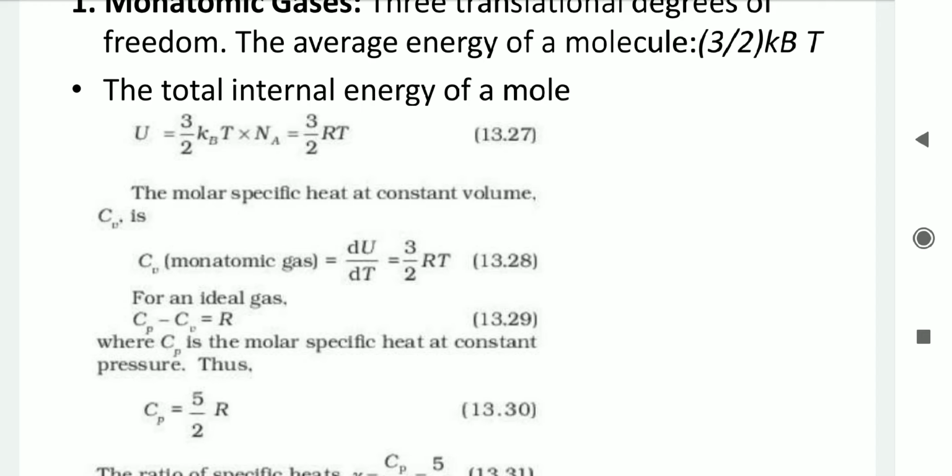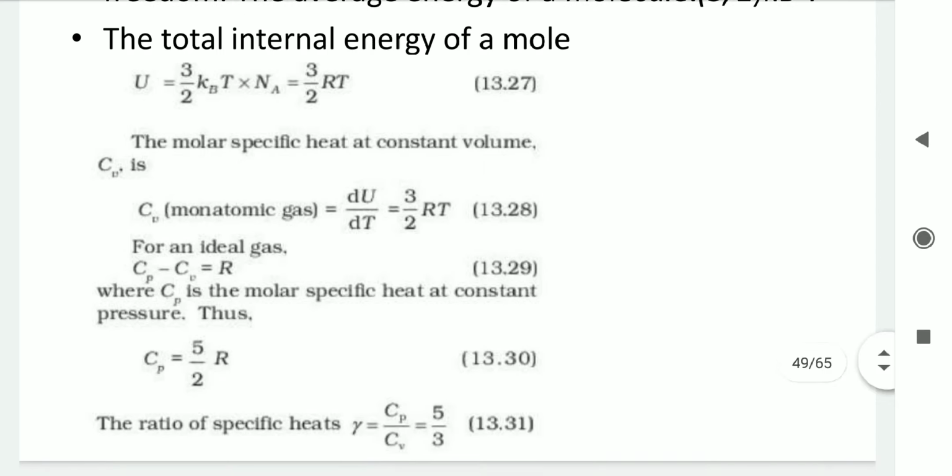Now, we want to determine the molar specific heat at constant pressure. So, for that Cp minus Cv equal to R. So, Cp equal to R plus Cv. And Cv is 3/2 R. By substituting those values, we have Cp equal to 5/2 R. So, here let us take the ratio of Cp by Cv and you will get 5/3.